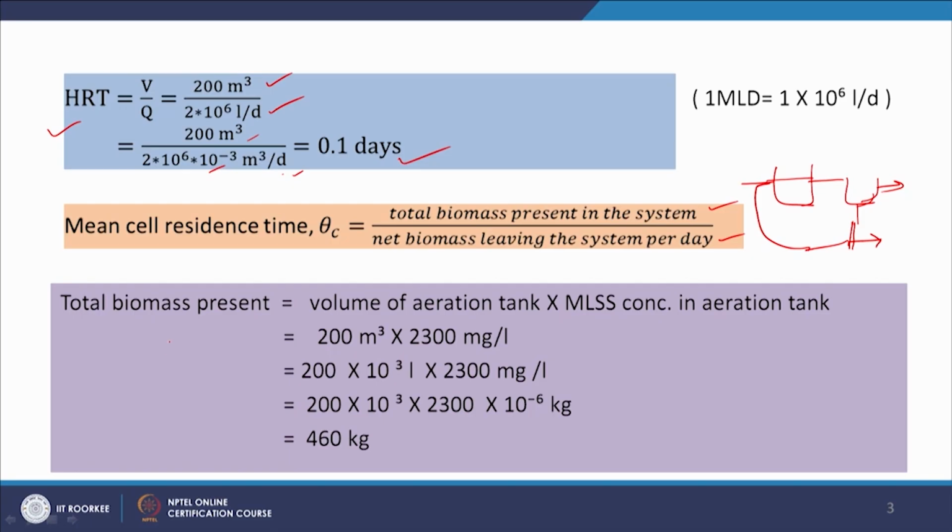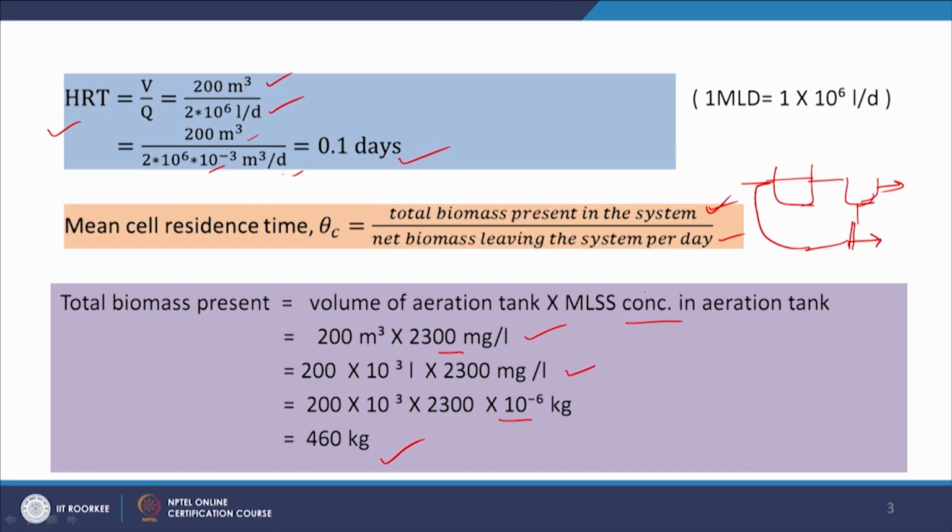So, here total biomass present in the system is equal to volume of the aeration tank into MLSS concentration in the aeration tank. So, 200 meter cube into 2300 mg per liter, which is given there. We will convert it in unit, that is meter cube and liter, so 10 to the power 3 liter, we are getting mg per liter, and again we will convert it from mg to kg, so multiply this term with 10 to the minus 6. Then we are getting kg and ultimately we are getting 460 kg, that is total biomass present in it. So this is the numerator part.